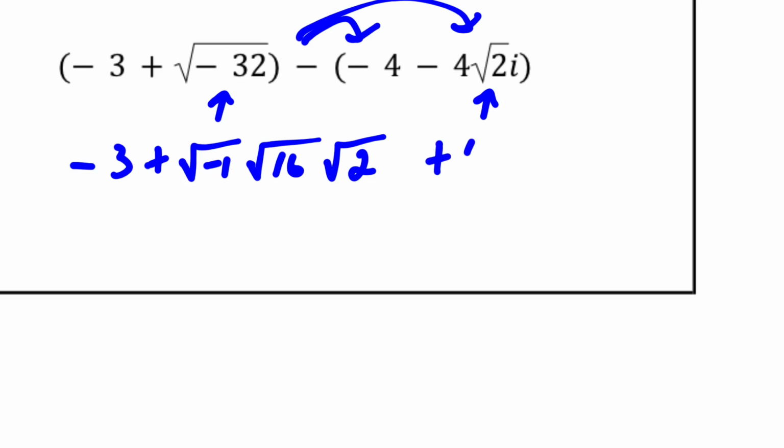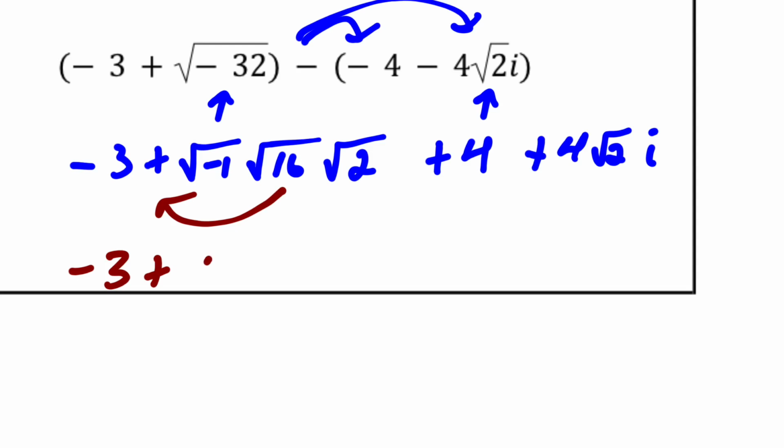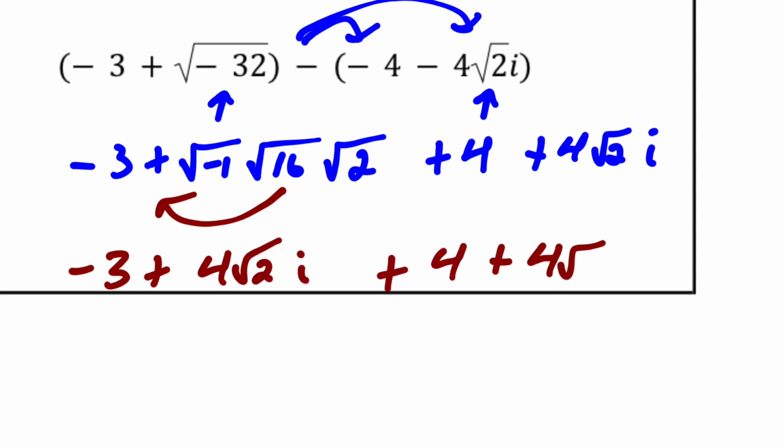After I distribute the negative, this becomes plus 4, and this becomes plus 4 root 2i. Notice the i is like a unit at the end, it's not underneath the radical. So I can take the square root of 16, that's just 4, and I can replace the square root of negative 1 with i. So this becomes negative 3 plus 4 root 2i, plus 4 root 2i. If I combine my 4 and my negative 3, I get this. And if I consider root 2i as a unit, I can add them. I have 4 plus 4 gives me 8.